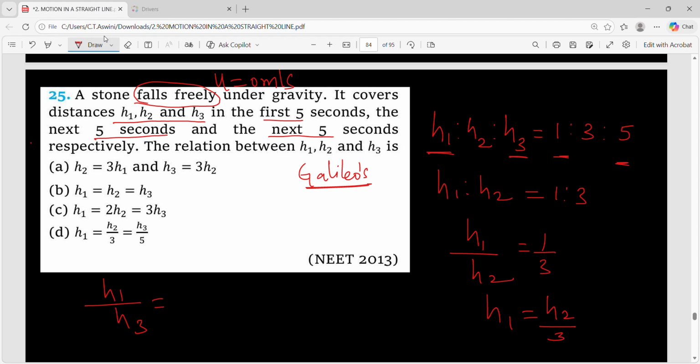It is 1 is to 5, right? So 1 upon 5. This implies what is H1? It is H3 upon 5. So answer is option D. There are no other options with H1 is equals to H2 by 3. So directly you can go for option D.